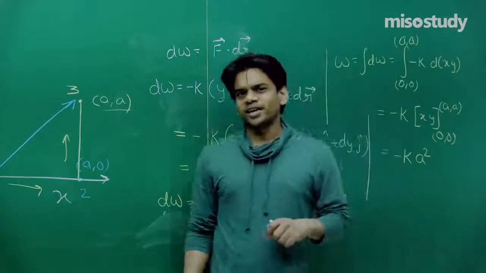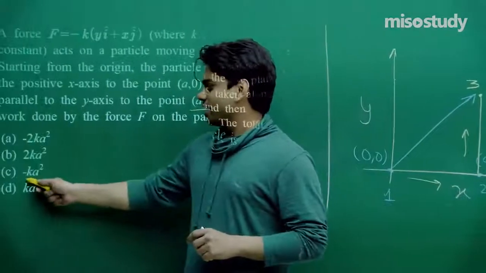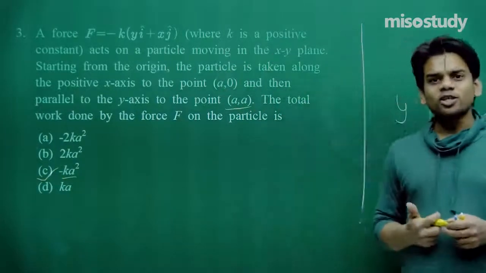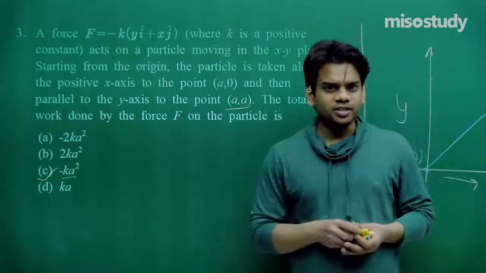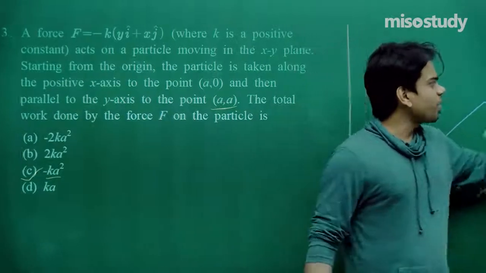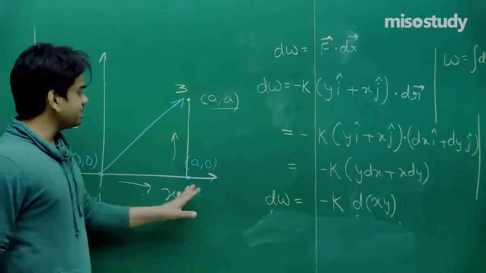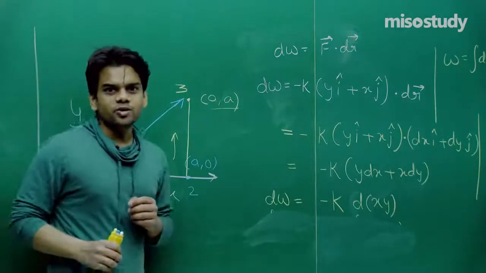Let's check the option that we will be getting. The option that matches is minus k a square. Option C is the correct answer, minus k a square. Now in this problem, what a student feels is difficult and tricky is that he thinks he is unable to solve after this step. And second, he thinks, if the path is given in this way, how to solve it? This is the trick hidden in this question.